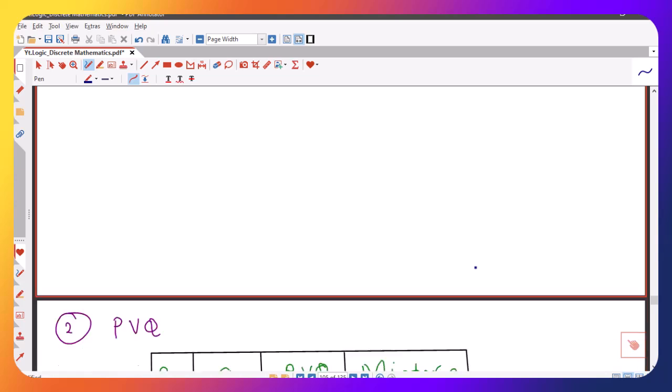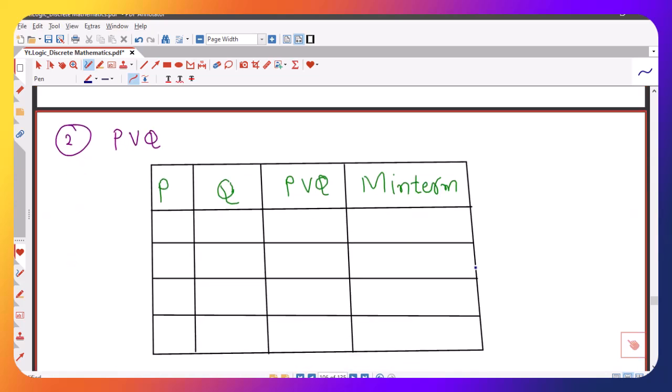We consider another formula. Here we have to determine the principal disjunctive normal form of p or q. So first we write down the possible combinations for p and q. For p we write down true, true, false, false. Here we write down alternately true and false, and we know that p or q is true if at least one of p and q is true.